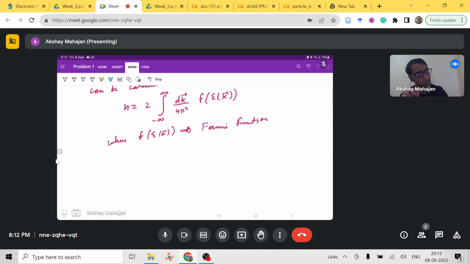Now how can we write this dk vector for two dimensions? In three dimensions it is written as 4 pi k square dk, which is the area of the shell. In this case we have a circle already, so dk vector will be equal to this parameter only: 2 pi k dk, that will be of a disk. Basically, instead of a sphere, now we will have a disk. The area of a disk is 2 pi k dk.